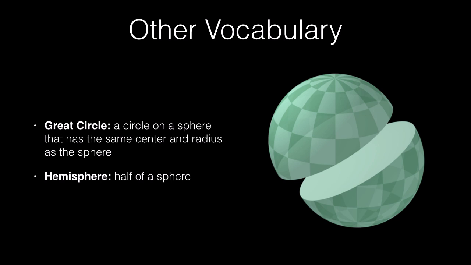And then, of course, hemisphere. If you cut a sphere in half, you create a hemisphere. Again, if you think about the world, you think about a globe, we have the northern hemisphere and southern hemisphere. Or if you cut it differently, you can have the eastern and western hemispheres.